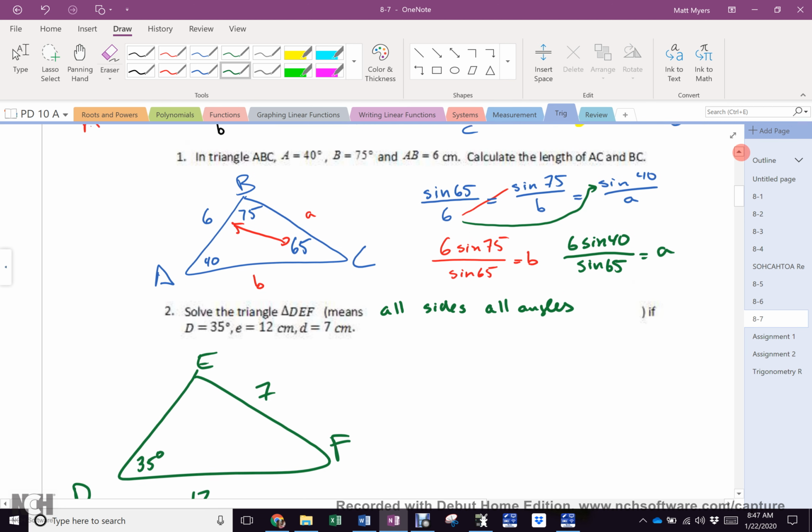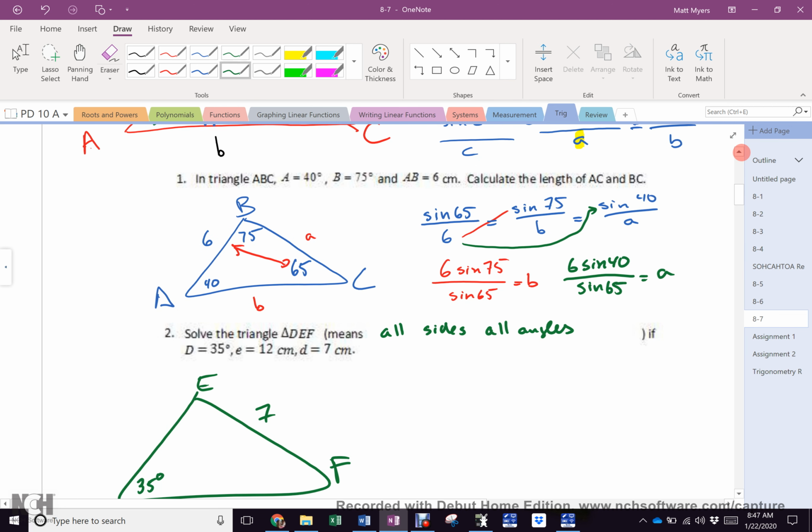Now, stop for a second. I forgot to do something because I'm a bit of a dummy head in the mornings. When I do this math, I'm going to get a number, aren't I? Can somebody do that for me? You can punch it in exactly the way it looks. You can go 6 sine 75 close brackets divided by sine 65 close brackets. And what is B? 5.95. And then for A, same thing. What's A?